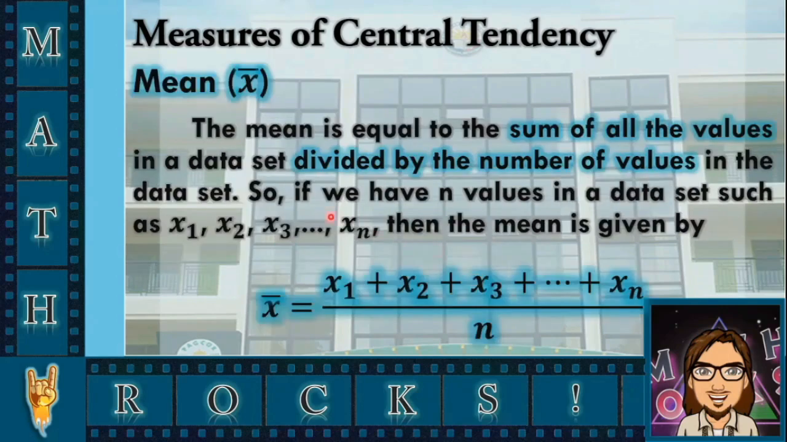Let us start with the mean. This is how we denote the mean. We read this as X bar. As you can see, there is something that looks like a bar on top of the X. It means that the mean is equal to the sum of all the values in a dataset divided by the number of values in the dataset.